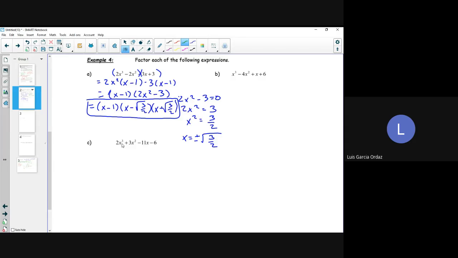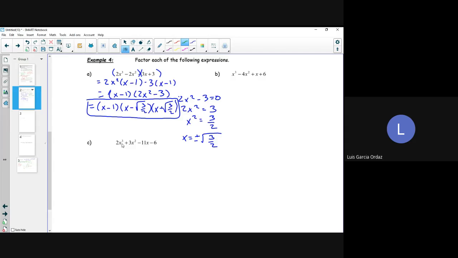So example B, we have x cubed minus 4x squared plus x plus 6. How do you think we're going to factor or try to factor this expression? What theorem are we going to use? Remainder theorem or factor theorem? Factor. We're going to have to use factor because for the remainder theorem, we would need to have a factor already.